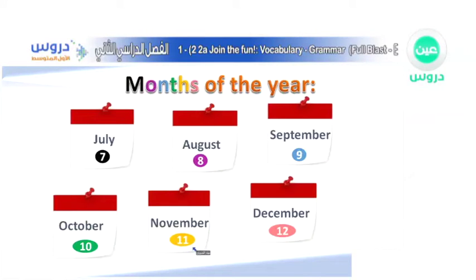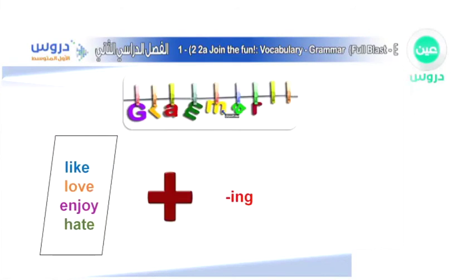September, October, November, December. Alright, so here we have something called grammar, and it's a very small thing. We have expressions over here, words that express feelings. Do you know what is the meaning of feelings? It means the things that are inside you. It means the feelings that you have.